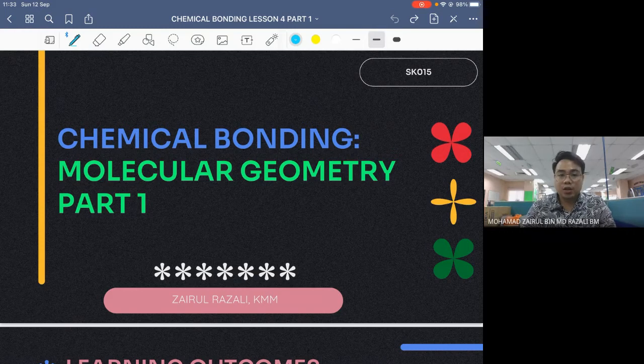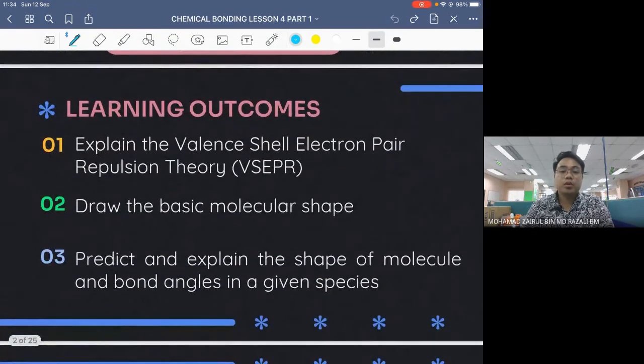So in this video, we're going to learn about molecular geometry, which is subtopic 4.2 in chapter 4, chemical bonding. For this video, I'm going to divide into two different parts. The first part is I'm going to introduce you to the different shapes of the molecule. And on the second part, I'm going to teach you how to explain when you determine the molecular shape of the molecule.